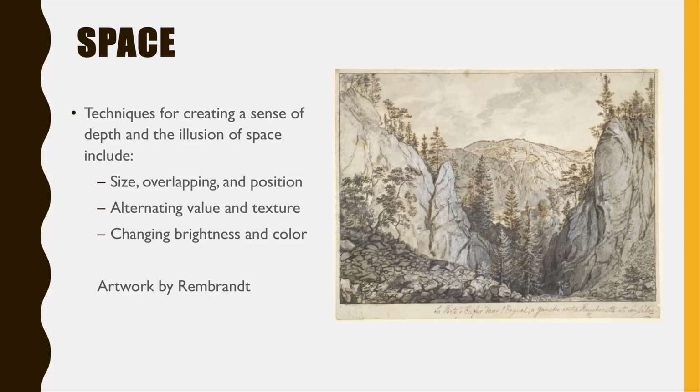So in space, the main one I want to show you is talking about mostly overlap and position. So when we look at this Rembrandt painting, you can tell that the overlap here of the side of the mountains is in front of the tree line, and if those trees are in front of another mountain range in the far back. Also, there's more detail in what's closest to us.